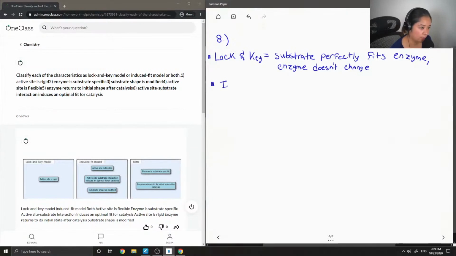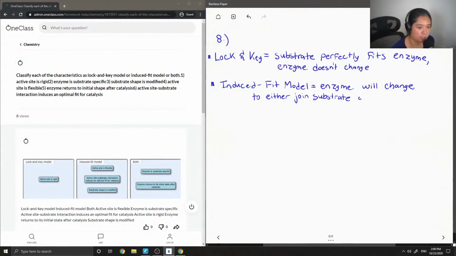And then on the other hand, with the induced fit model, this is when your enzyme will change, to either join your substrate or break it down.